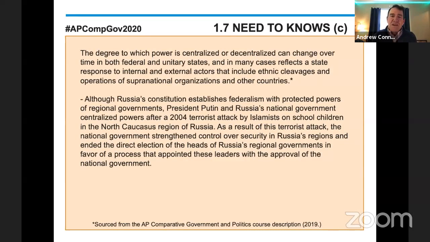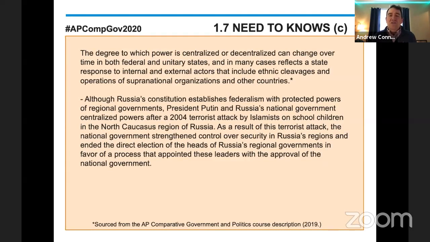We saw this after the terrorist attacks of 9/11. We saw the US national government consolidate power at, say, the TSA, right? Airport security in the United States used to be managed by municipal governments. But after 9/11, the national government created the TSA. That's part of the Department of Homeland Security.